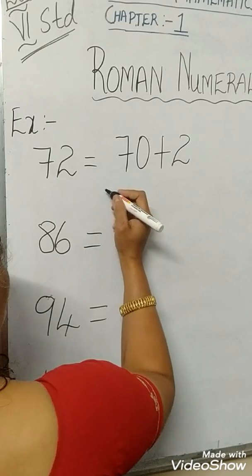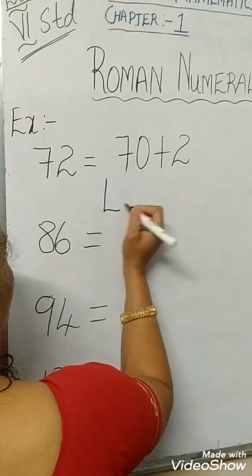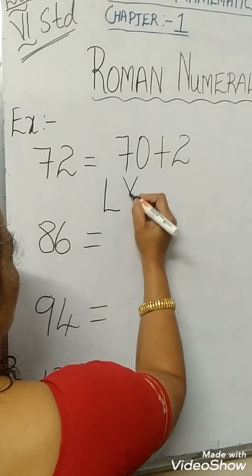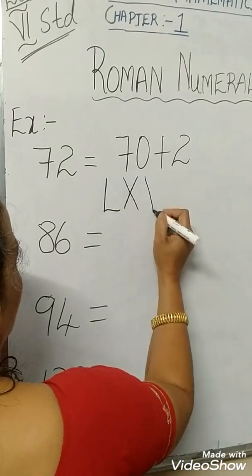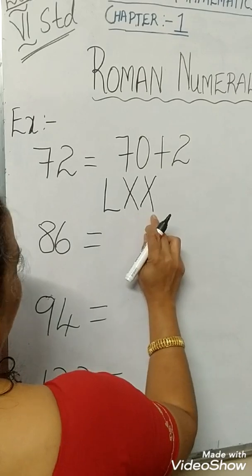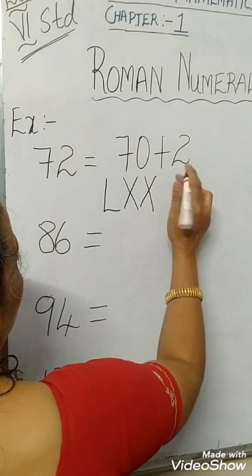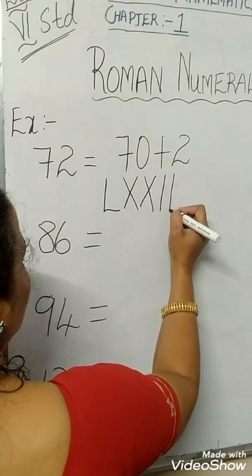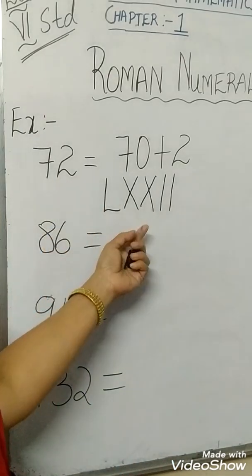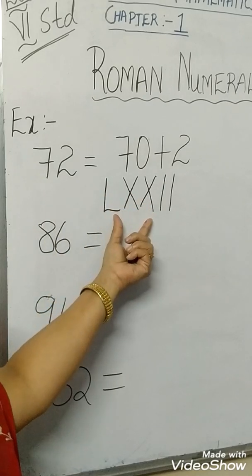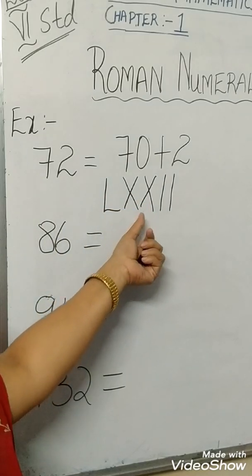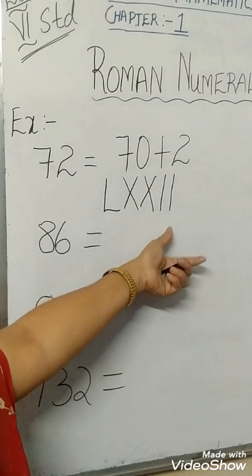Let us write the symbol for 70. Before writing 70, how will you write 50? L is 50. X is 10. Another X, it is 70. Now, how to write 2? Two I's. It is 72. So, the symbol for 72 in Roman numerals is L, X, X, I.